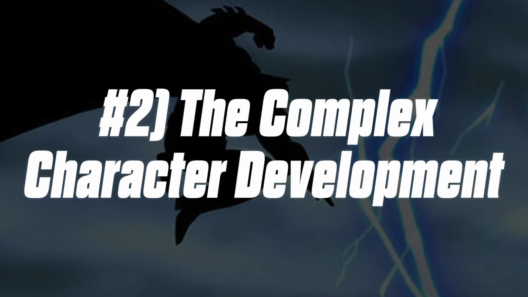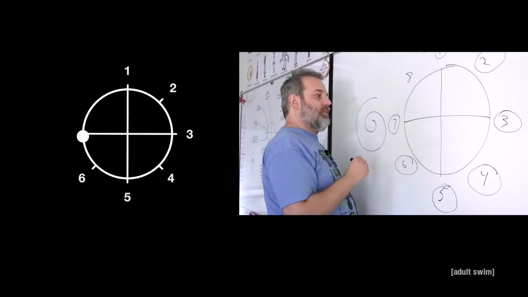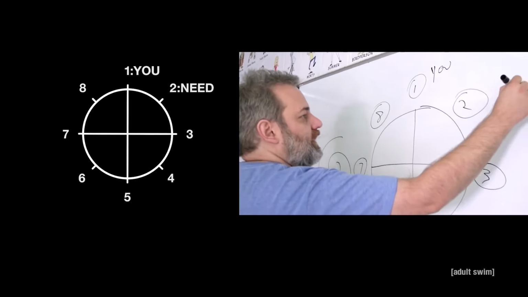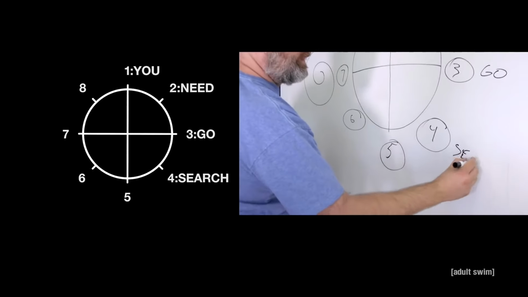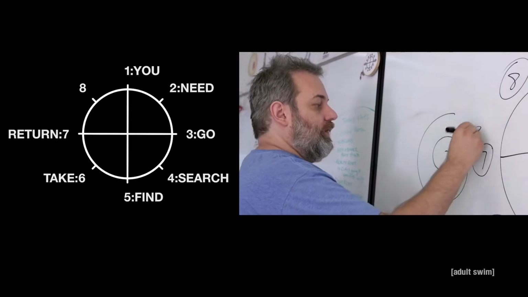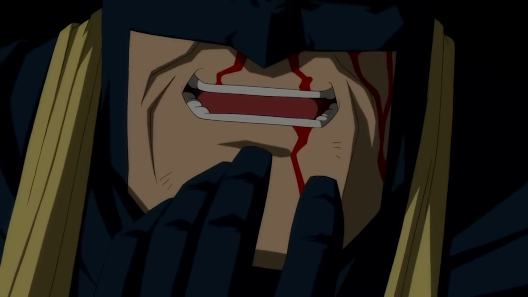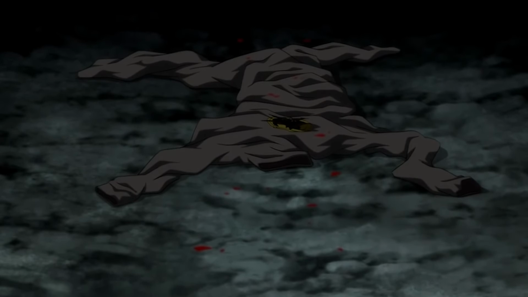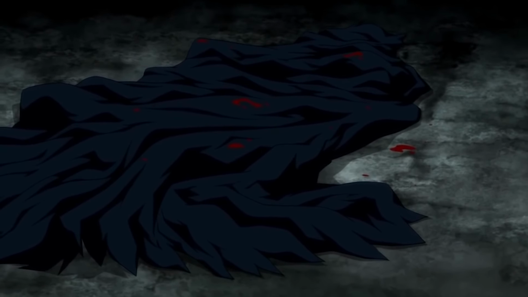Number 2, the complex character development. In most stories, the main character starts out in their zone of comfort, then they go on a journey to get what they want. By adapting and paying the price for getting what they want, they go through some sort of change. What makes Batman's character development so amazing here is that he changes in a lot of different ways and his progression isn't exactly perfect, much like how people progress in real life.